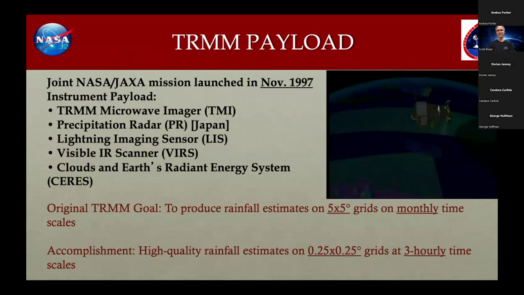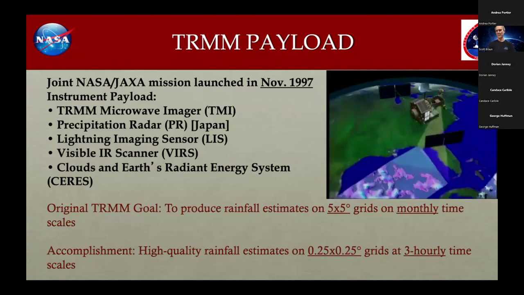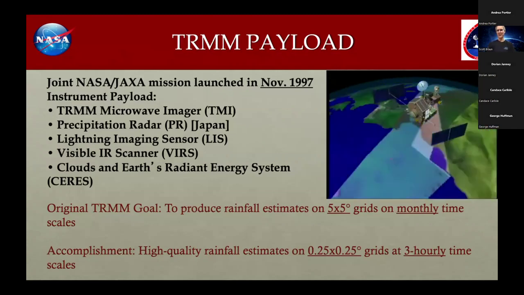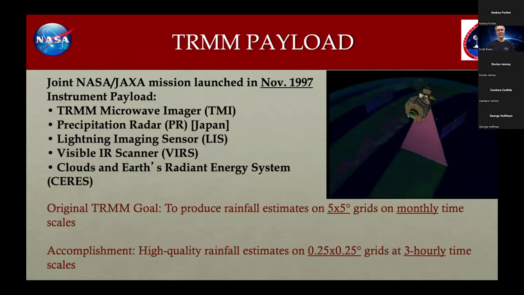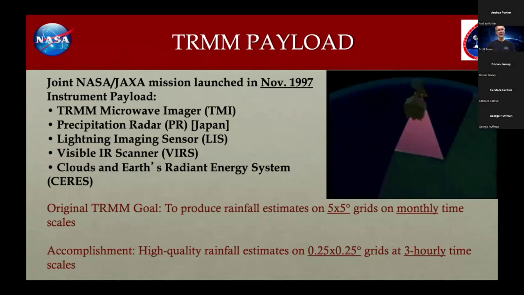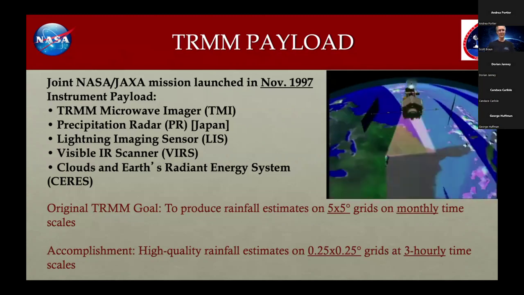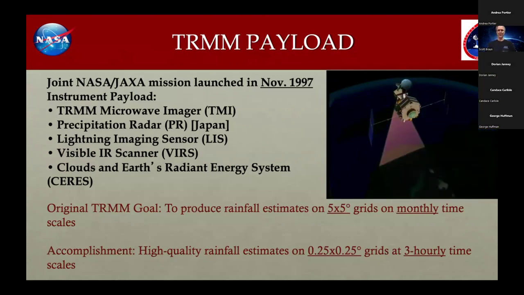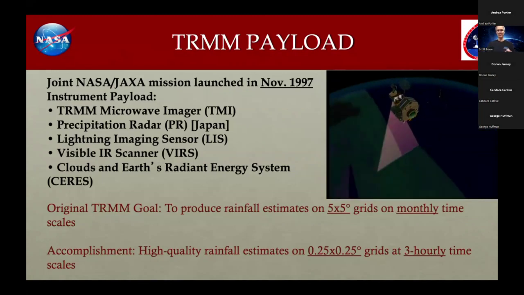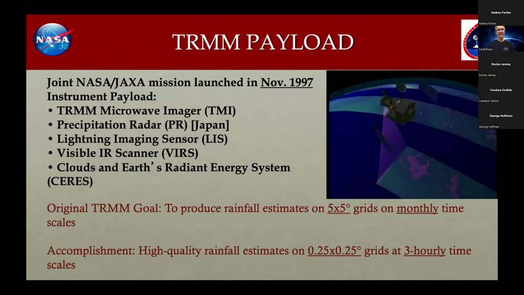It launched in November of 1997, and it had a pretty comprehensive payload. It had the TRIM microwave imager, very similar to GPM's imager, that gives you the horizontal distribution of precipitation essentially in 2D, much like an X-ray. It had the first precipitation radar in space that gave a three-dimensional view of precipitation. It had a lightning imaging sensor so that when we're looking at precipitation globally, we can see which storms were very electrically active.